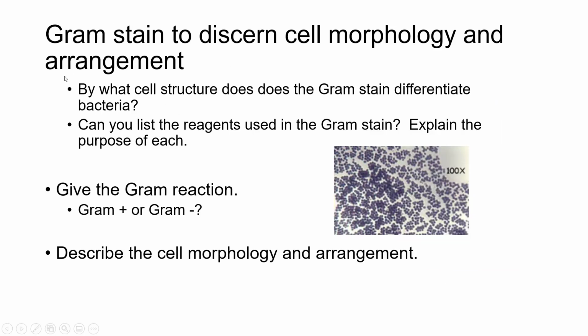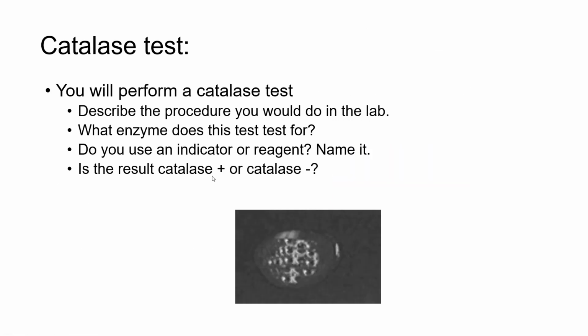Then we would do the gram stain. So let's say we did the gram stain, and we looked at the stained smear under the microscope, and we see clusters of gram-positive cocci. That would be a typical expected result for staph.